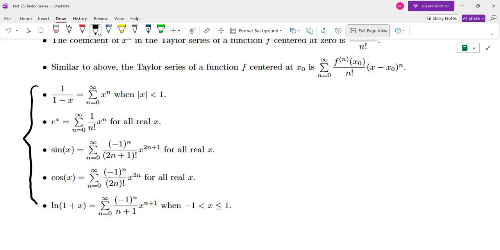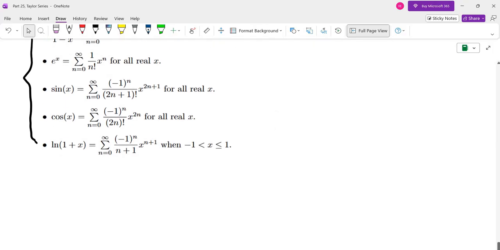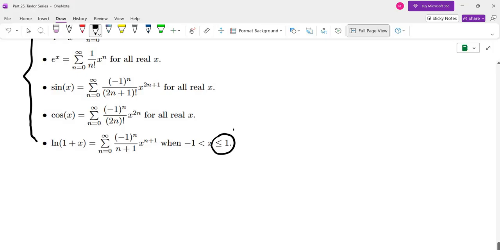And natural log of 1 plus x was the sum of negative 1 to the power of n over n plus 1, x to the power of n plus 1, where n goes from 0 to infinity. And the range was from negative 1 to 1. Note that if you plug in 1, that also does work. If you plug in 1, you get an alternating sum, which does converge.